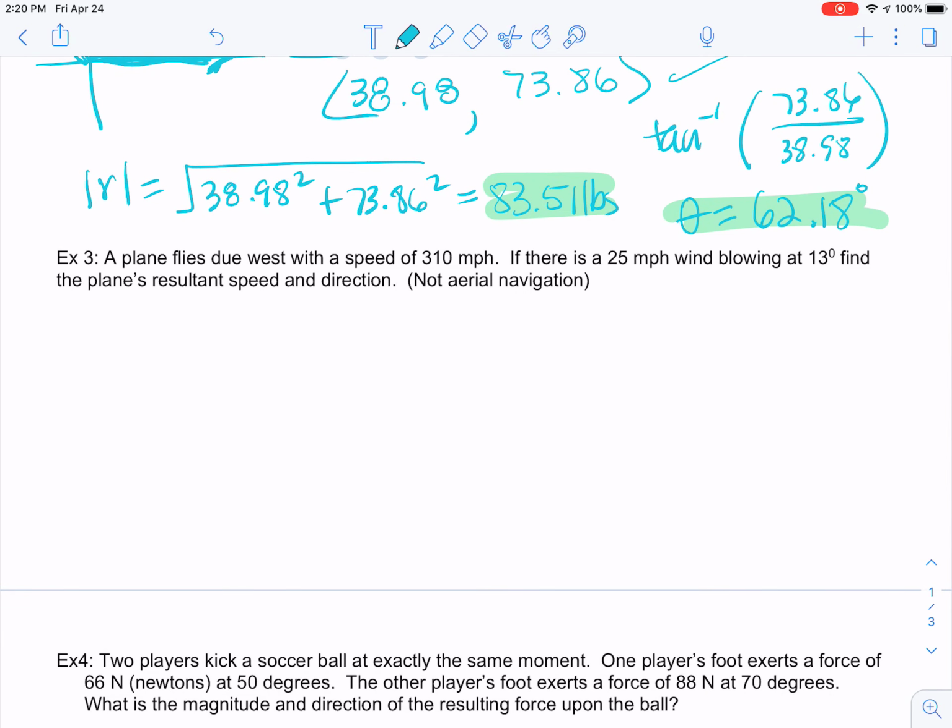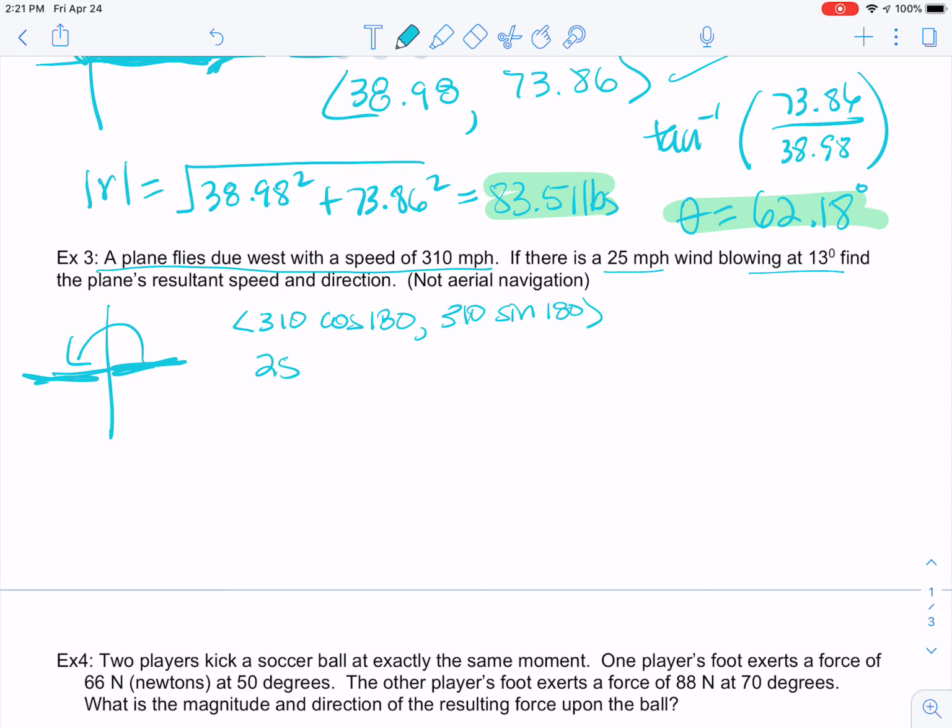Okay, all right, example 3. So we just set them up. A plane flies due west at a speed of 310. Now, due west, I'm going to have to figure this out. Okay, due west, if this is east, west would be right here, so that's going to be 180 degrees. So that's going to be 310 cosine 180 for the plane, 310 sine 180, okay? There's wind blowing, so 25 miles at 13 degrees.